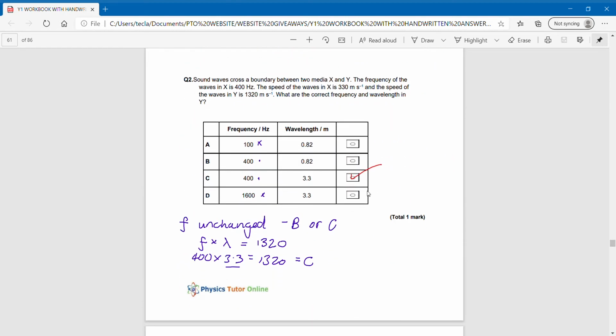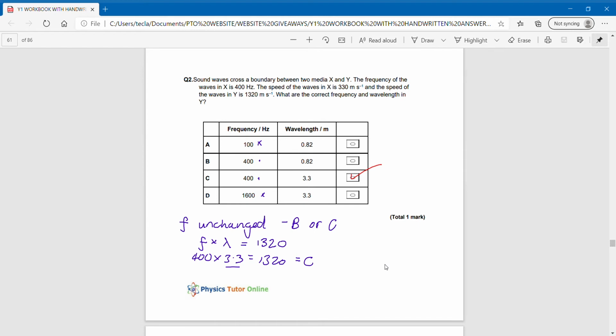Question 2. Sound waves cross a boundary between two media, X and Y. The frequency of the waves in X is 400 Hz. The speed of the waves in X is 330 meters per second, and the speed of the waves in Y is 1320 meters per second. What are the correct frequency and wavelength in Y?